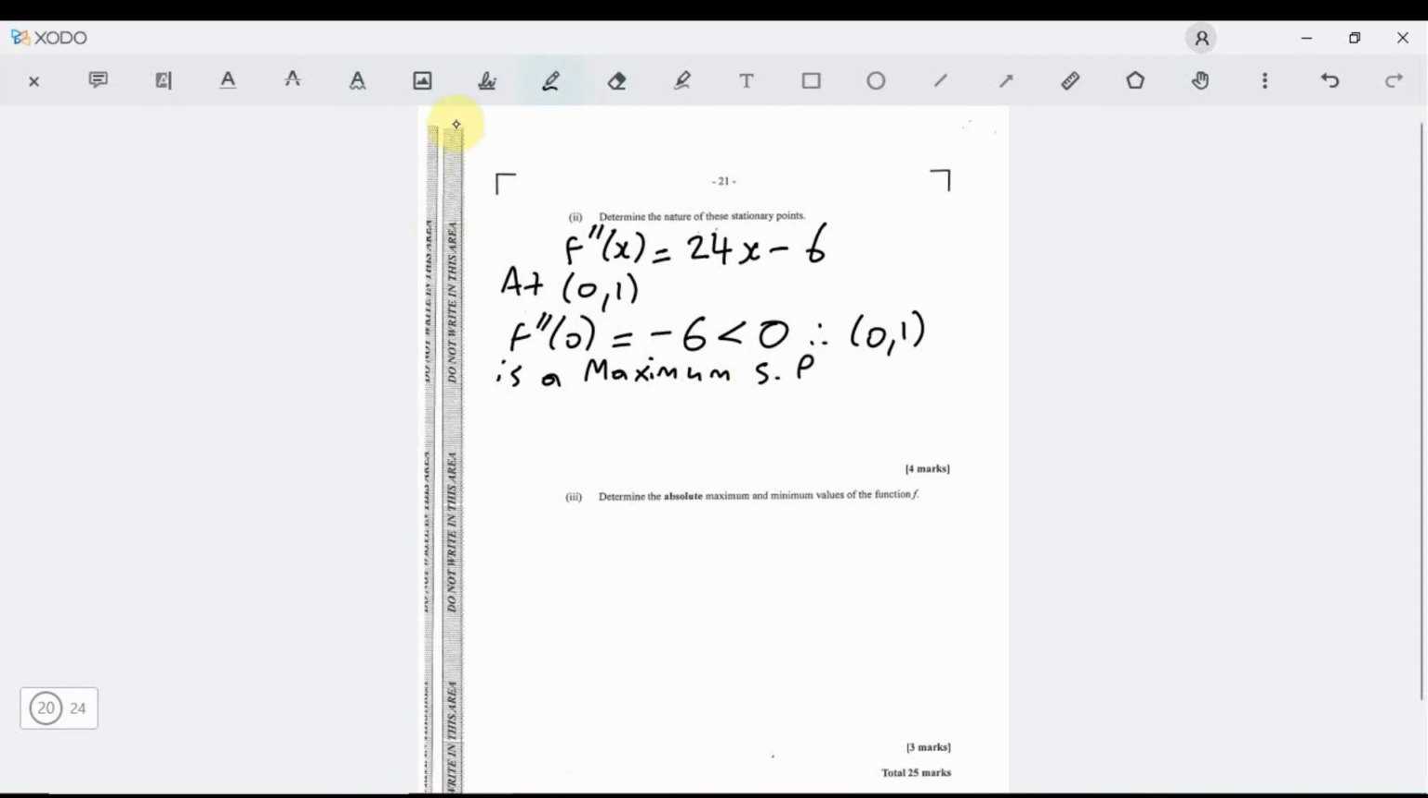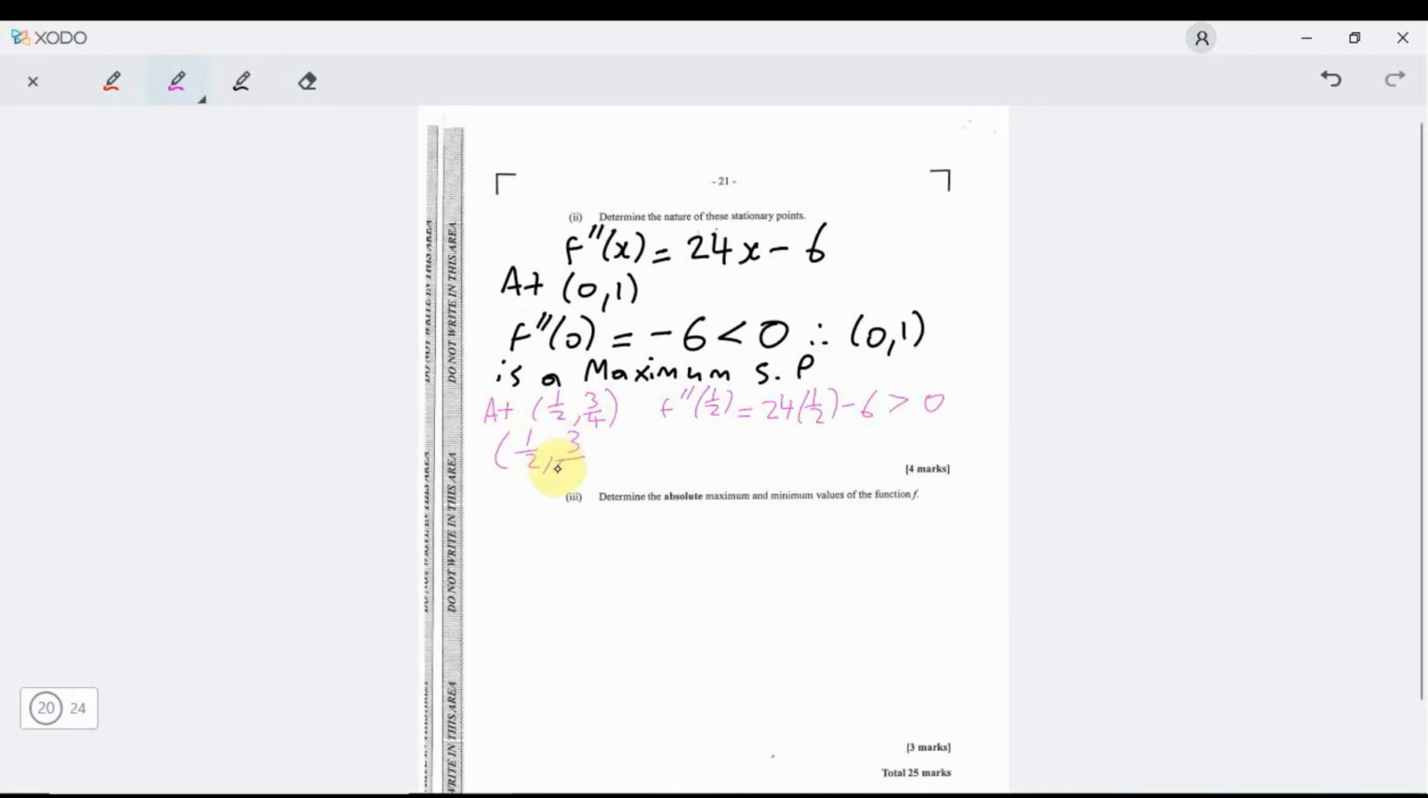Then now we need to go further and plug in the point where x is a half. So at a half, 3/4, we're going to tell them that f double prime of a half is equal to 24 times a half minus 6, that is greater than 0. And so therefore a half, 3/4 is a minimum stationary point. And that's it. Nice.